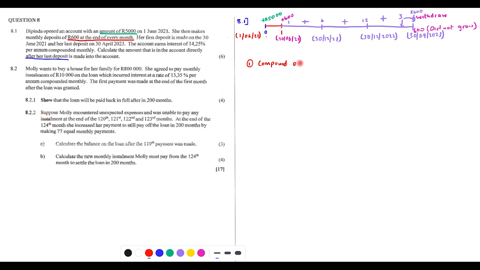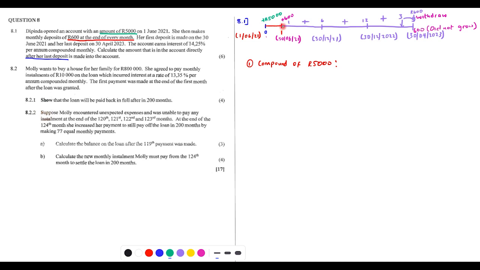The compound of the 5,000 rand, because the first thing that you do is you changed the amount. So because you changed the amount, the 5,000 that was initially deposited, the banks let it grow. So let's see how many months it grew, right? So we're going to check here. This was month 0, so we're not going to count it. This is month 1, right?